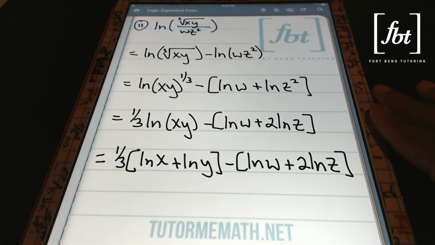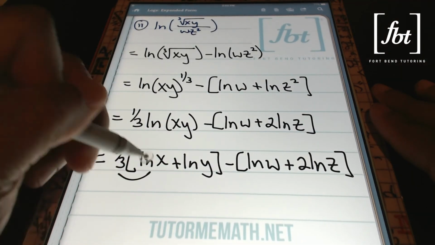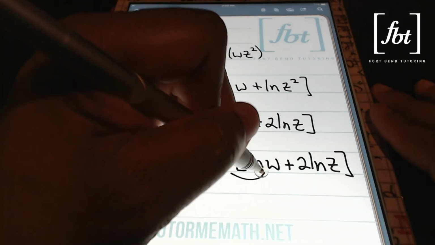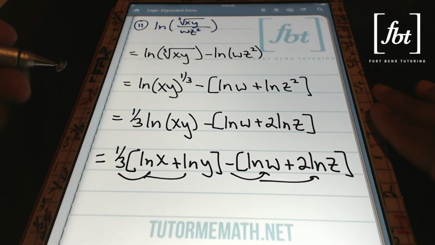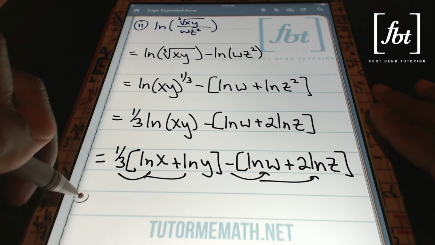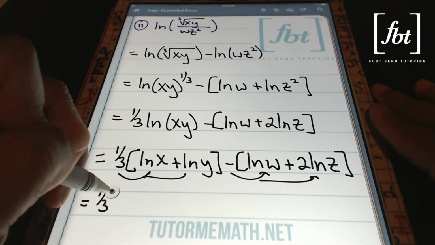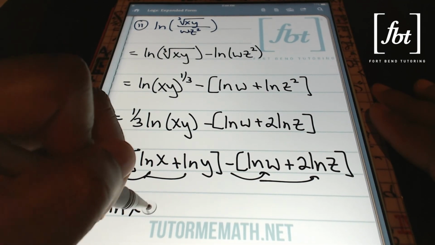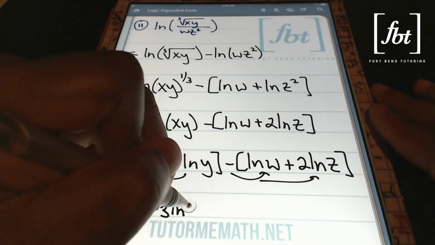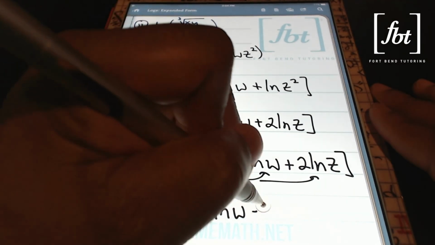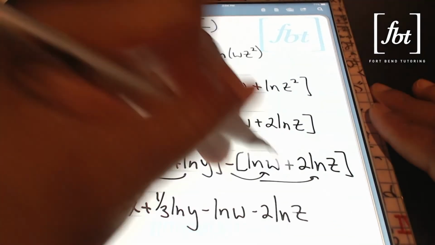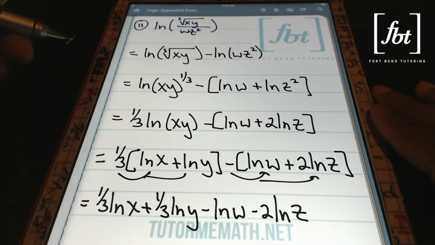From here, we're going to get our arrows popping. That's right. So I'm distributing that 1/3 inside the first set of brackets there, distributing that negative inside of the second set of brackets, and we end up with 1/3 times the natural log of x plus 1/3 times the natural log of y minus the natural log of w minus 2 times the natural log of z. There it is. Red boxing it.